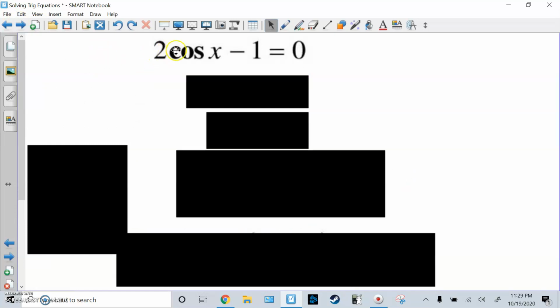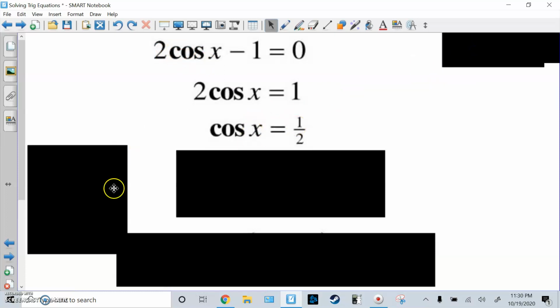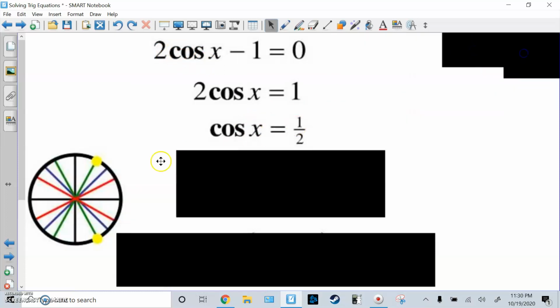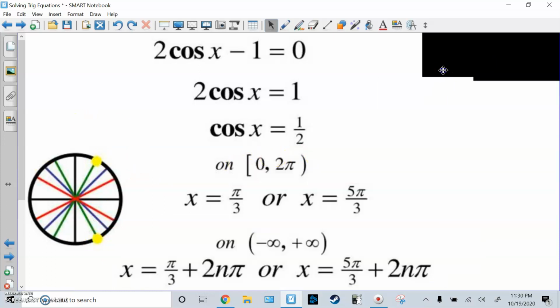Alright, here's 6 more with the pictures. So you're going to add 1, divide by 2. So where's cosine x 1/2? If you look on a picture, x is positive 1/2 right here and right here, right? So it's going to be pi over 3, 5 pi over 3 if you want 0 to 2 pi. If you want all answers, you're just going to add 2 pi n to both.